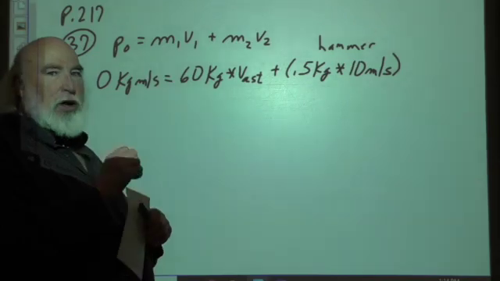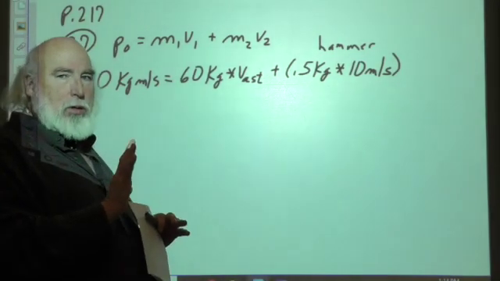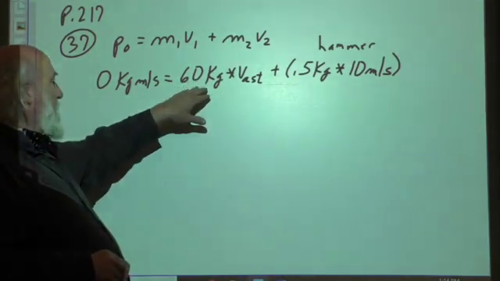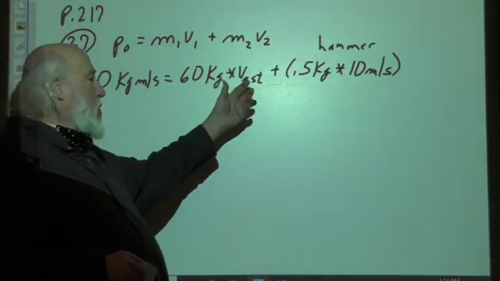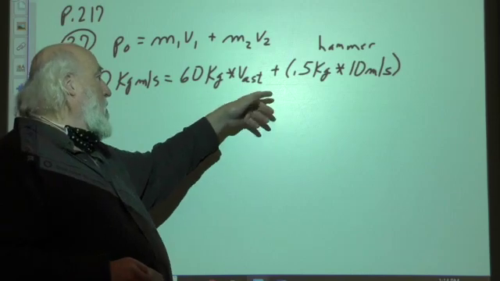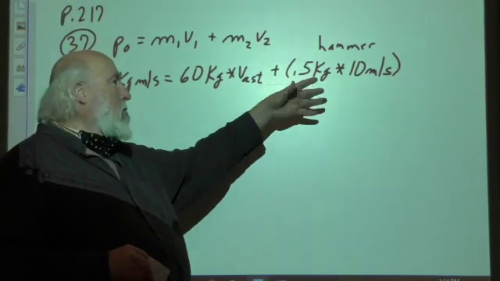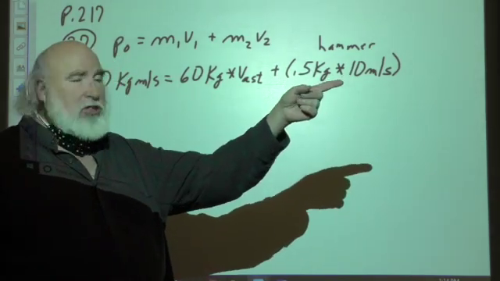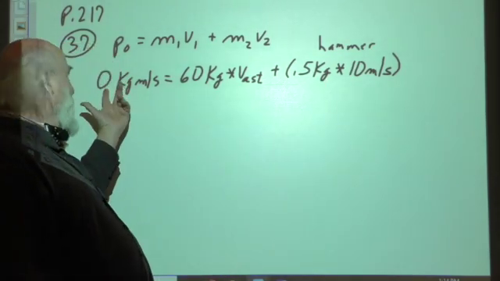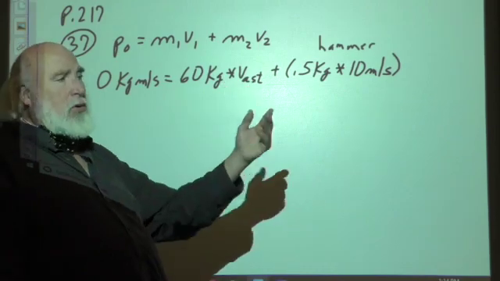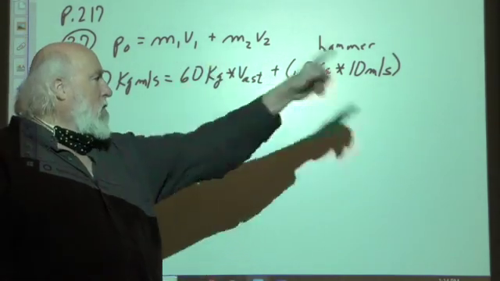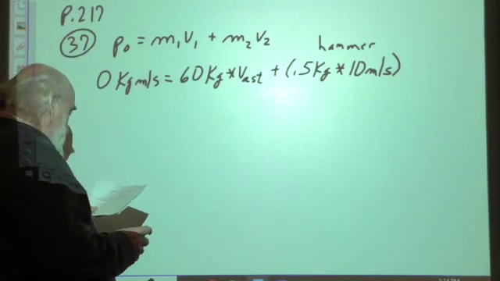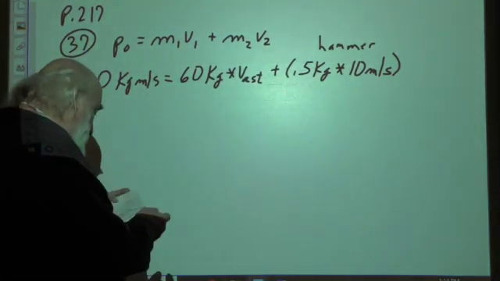Well, before he threw it, there was zero total momentum. So he's going to have 60 kilograms times the new velocity of the astronaut, plus 0.5 kilograms of mass of the hammer times the positive 10 meters per second. Of course, if this is going to equal zero, this has to be a negative number, which means he's going to be going backwards while that thing is going forwards from this perspective.